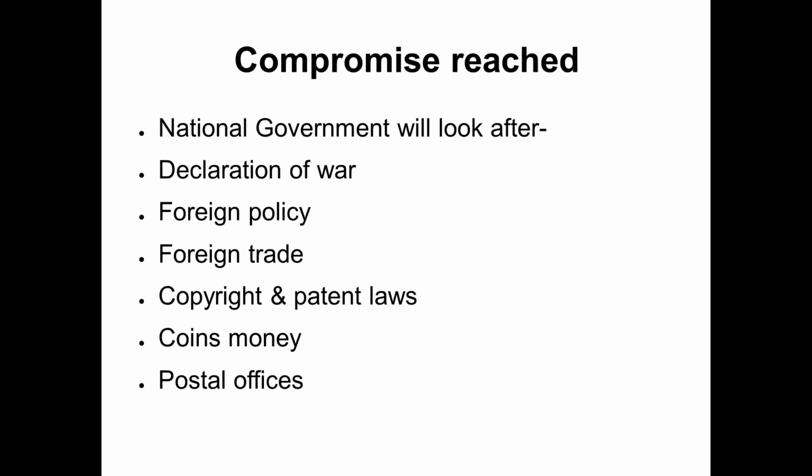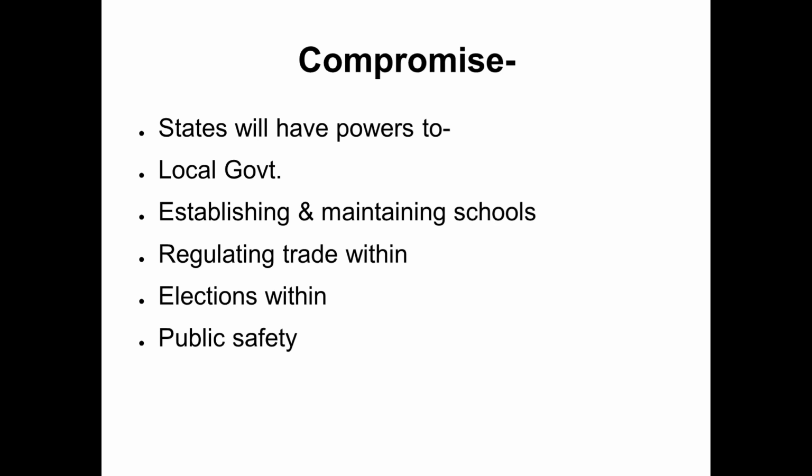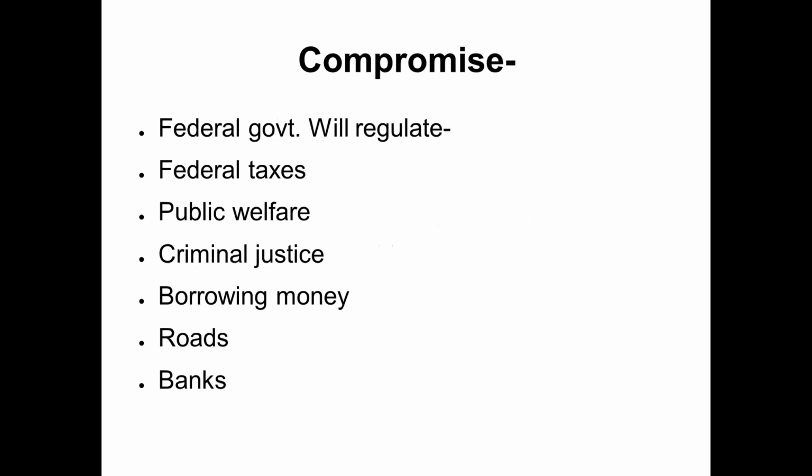So finally, a compromise was reached that the national government, or the federal government, will look into matters such as the declaration of war, foreign policy, foreign trade, copyright, patent, coins, money, postal offices. States will look into local government, establishing and maintaining schools, regulating trade within, elections within, and public safety. And there will be some issues that will remain within the jurisdiction of the federal government, like federal taxes, public welfare, criminal justice, borrowing money, roads, banks, and so on and so forth.